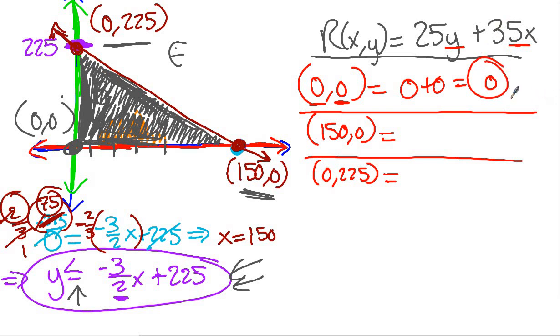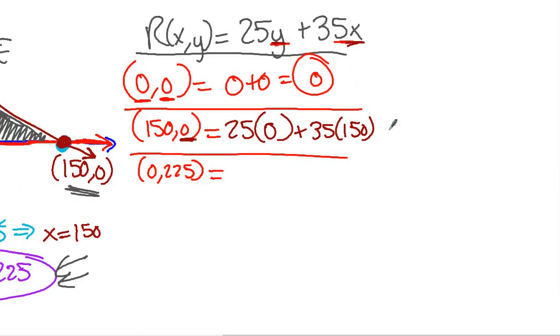Although remember, these numbers don't necessarily represent the money that you're making. It's just they're relative to each other. So whatever numbers we get here don't necessarily mean anything. It just means we have to figure out which one is the biggest. So 25 times y right here is 0. So 25 times 0 plus 35 times x. So 35 times 150. And then we'll calculate that in just a sec. Okay, and then finally our last one right here is going to be 25 times y. This time y, again we're plugging into this equation up here. Y this time is 225, and then 35 times x, and x is 0, so 35 times 0.